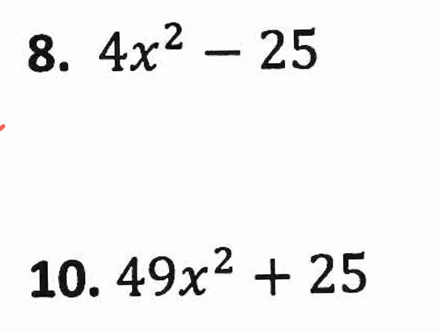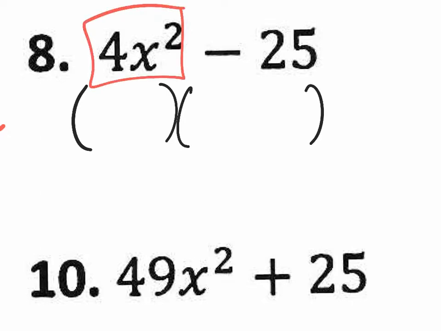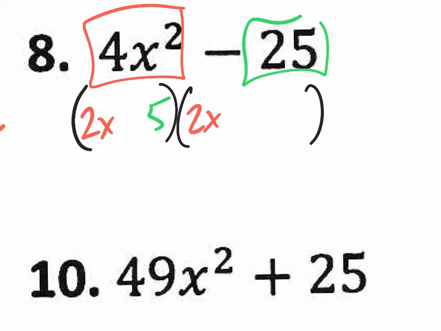Number 8. That's a perfect square binomial. So we might be able to set this up. What's the square root of 4x squared? 2x. What's the square root of 25? 5. So you have a 2x and a 5, a 2x and a 5. So if you were to distribute at the very end, you would want this 5 times that 5 to give us a negative 25. So what signs do I need right here?